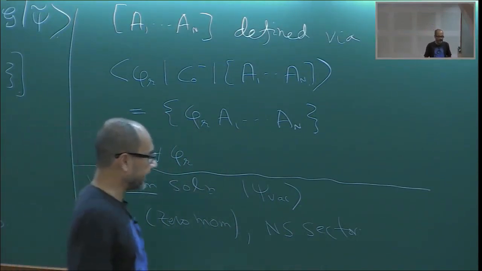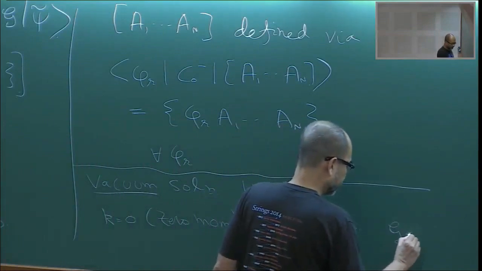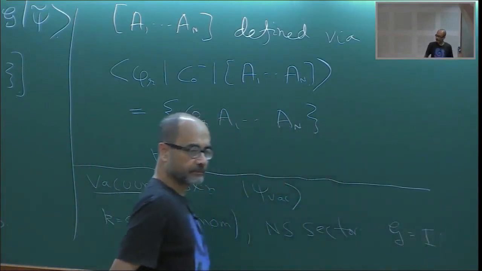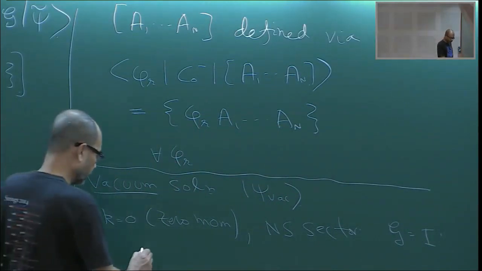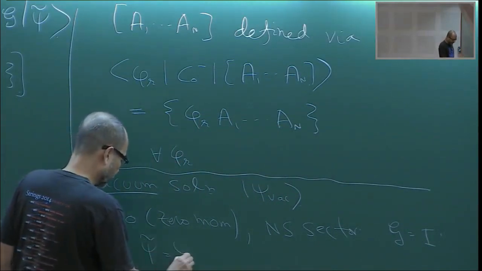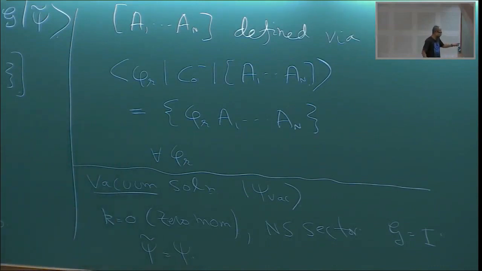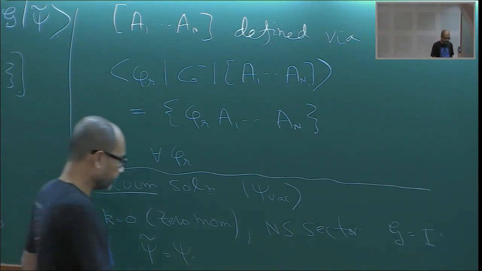Okay. So in the NS sector, of course, this operator G is just identity. So we can get the solution by setting psi tilde equal to psi. That solves the first equation because G is identity, and then the second equation becomes QB psi.